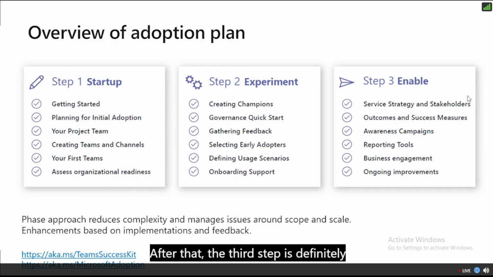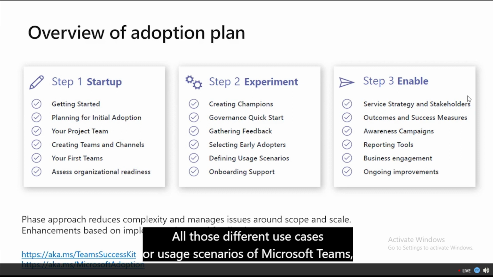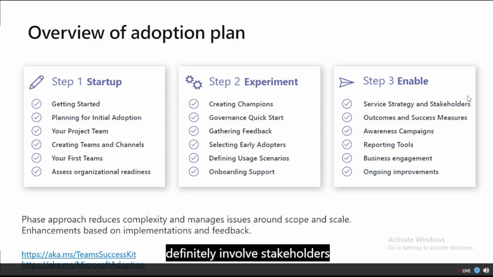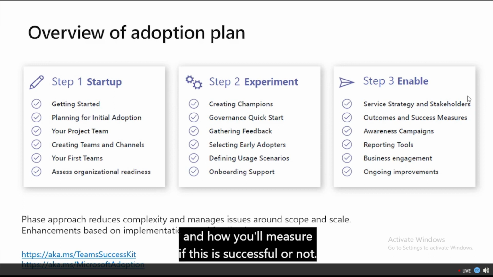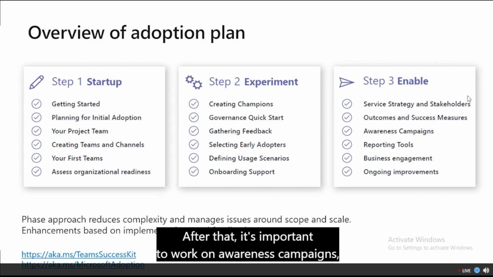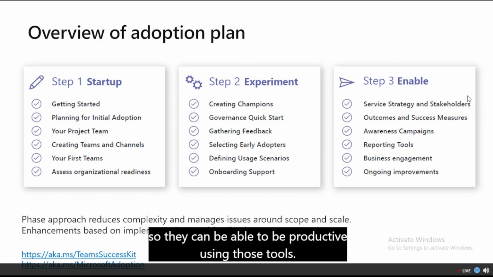After that, the third step is to build that service strategy: stakeholders, people that need to be involved. As you identified previously all those different use cases or usage scenarios of Microsoft Teams, involve stakeholders for each one of those scenarios, and identify all those KPIs in terms of what you're expecting, what the outcomes will be, and how you will measure if this is successful or not. After that, super important also to work on awareness campaigns. You need to socialize the tool, welcome people to use the tool, and also provide all the required training so they can be productive using those tools.